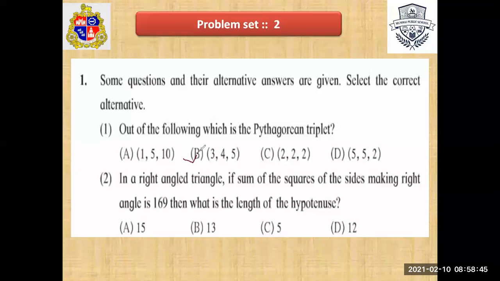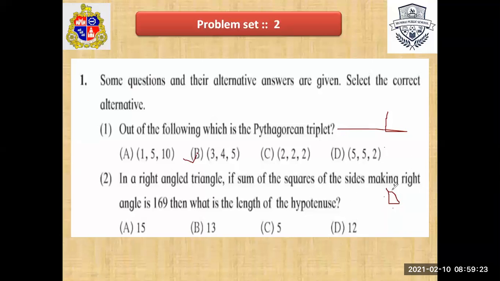Now, second question. In a right angle triangle, if the sum of the squares of the sides making the right angle is 169, we are drawing the right angle triangle here. Sorry, just a minute. Yes, so this is side 1 and side 2. The sum of the squares of the sides of the right angle triangle is 169. Then what is the length of the hypotenuse?